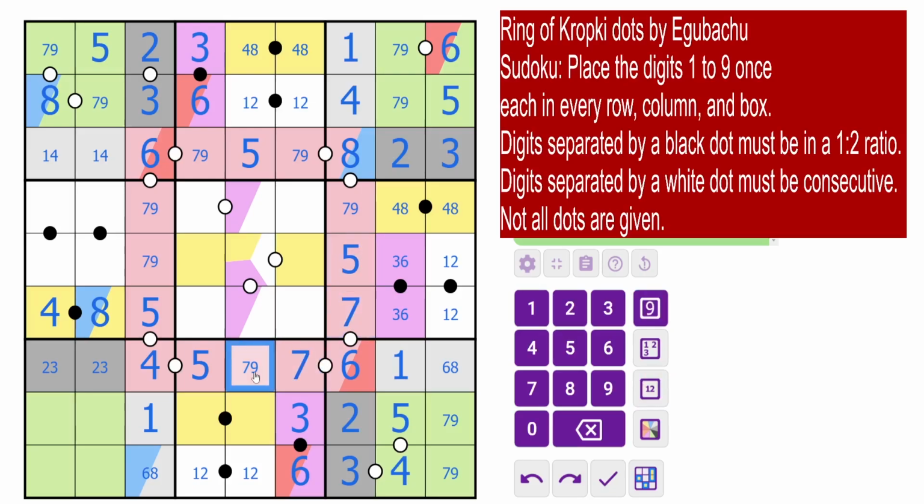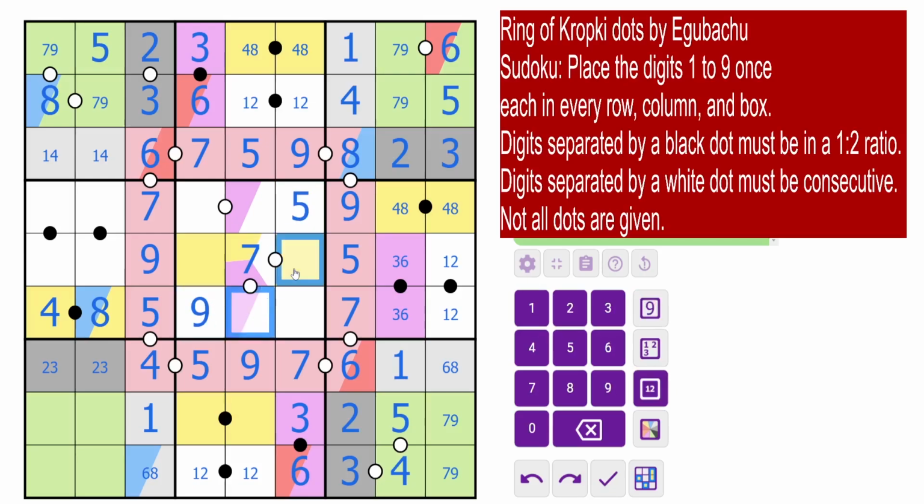So that becomes 9. That 7 makes that 9. That makes that 7. Oh, that's also 7. And that's 9. Now in this box 5 7 9 are easy, right? So that has to be 7, right? That's 7. I think that's 5 and that's 9.